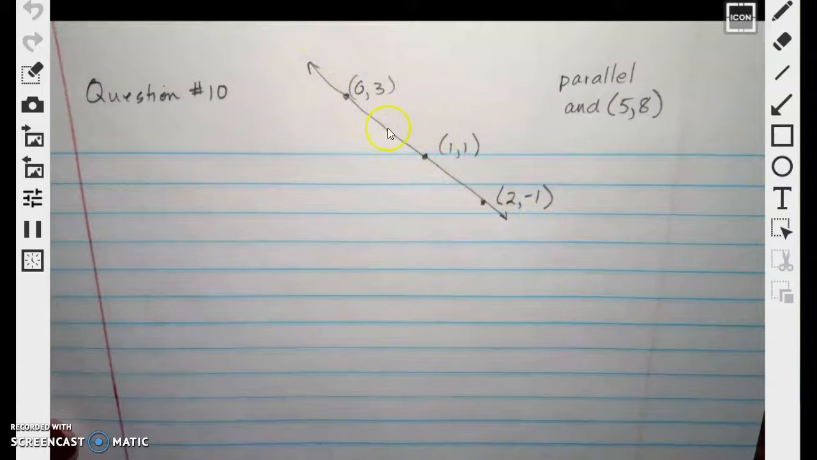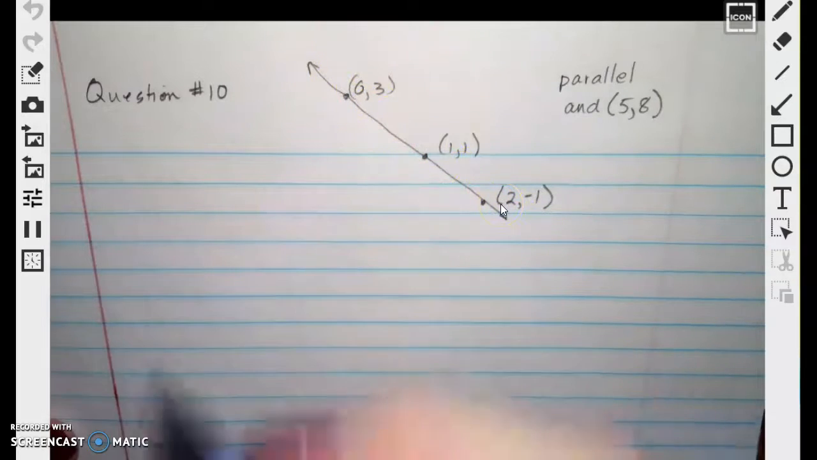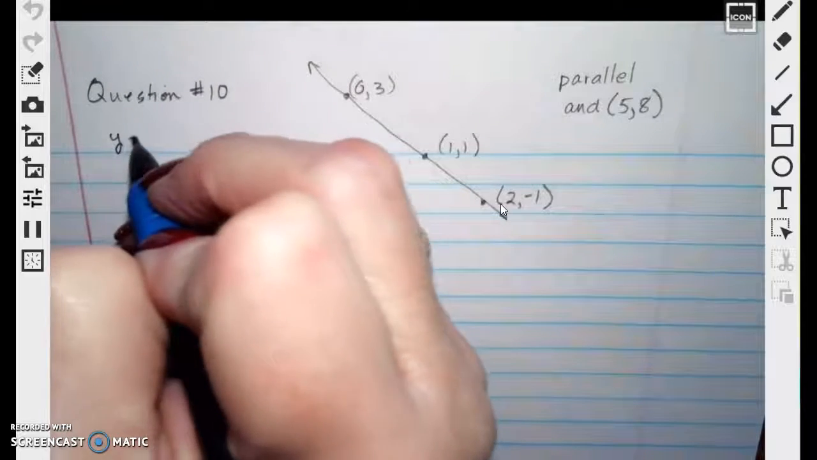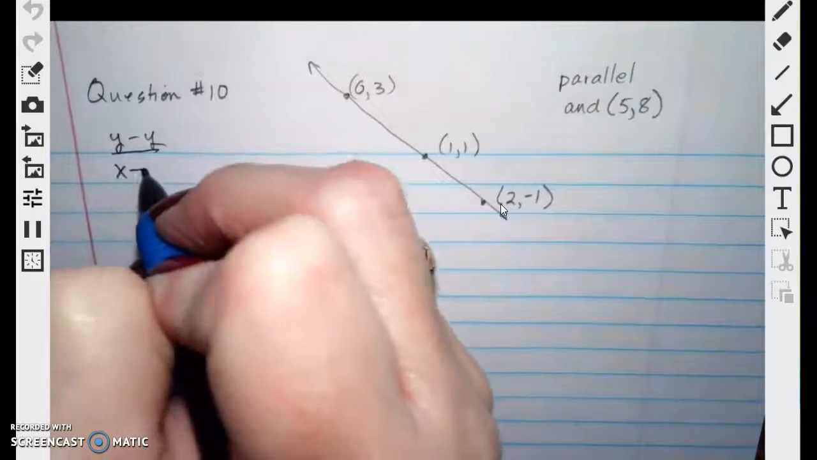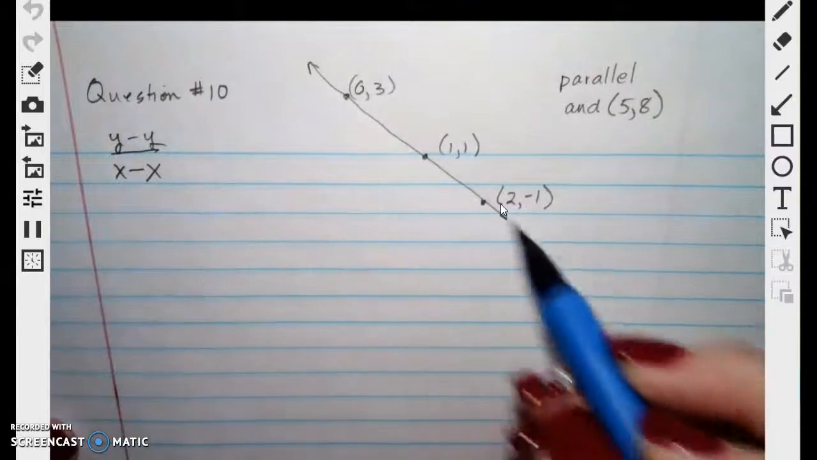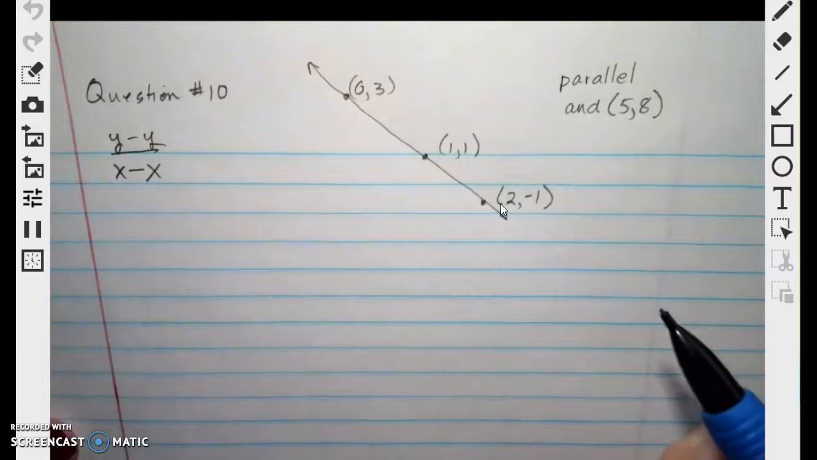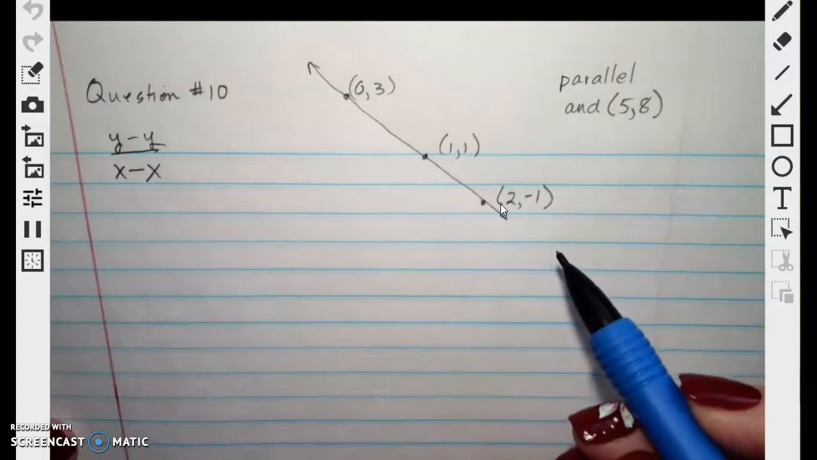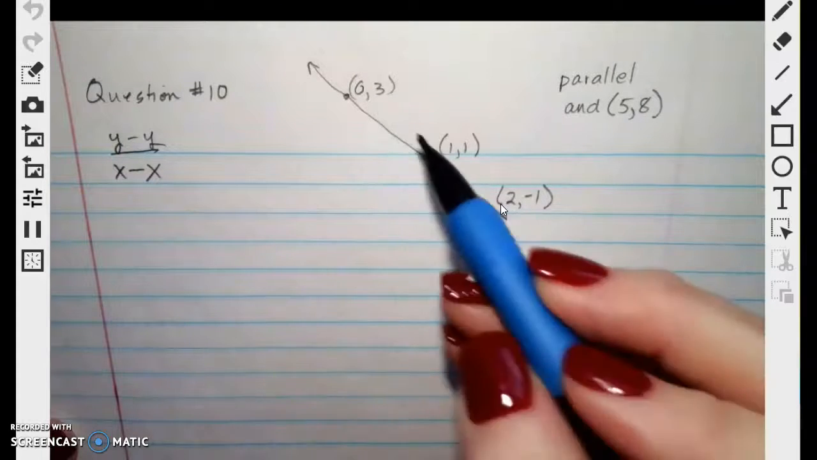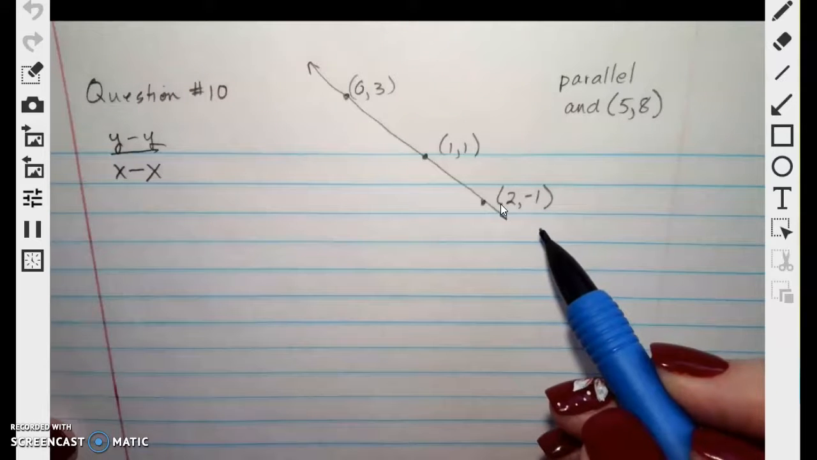Well, if you want a line parallel to this one, then I need to know the slope of this line right here. How do you find slope from 2 points? Y minus y, x minus x. Does it matter which 2 points we use? No, because you'll always get the same slope because it's just one line. They all have the same slope.